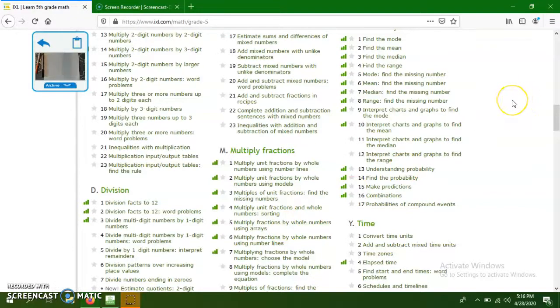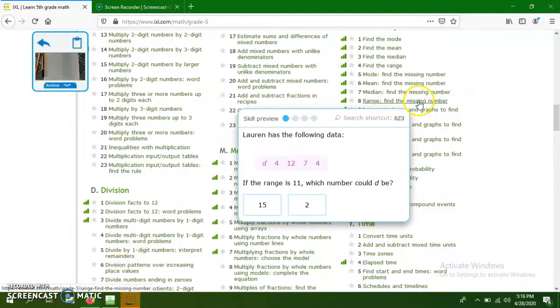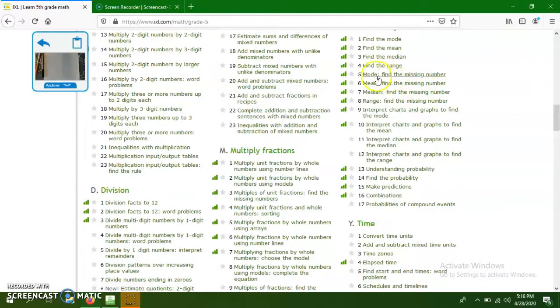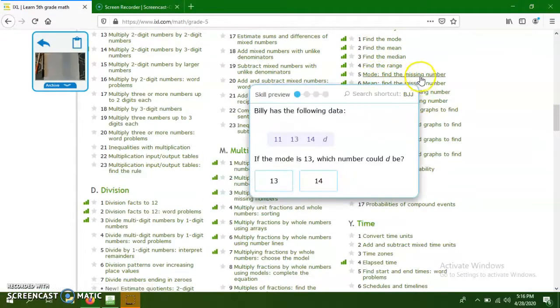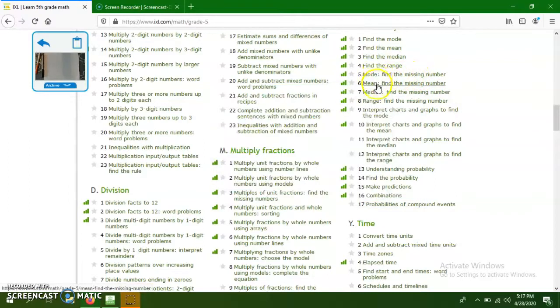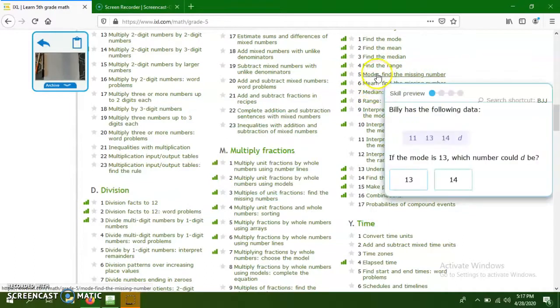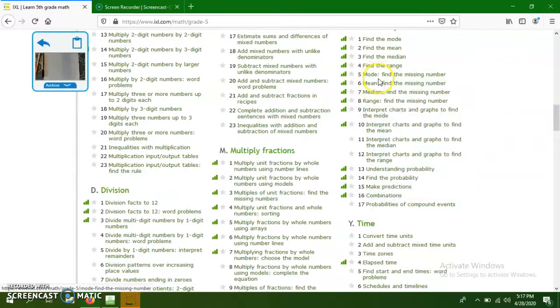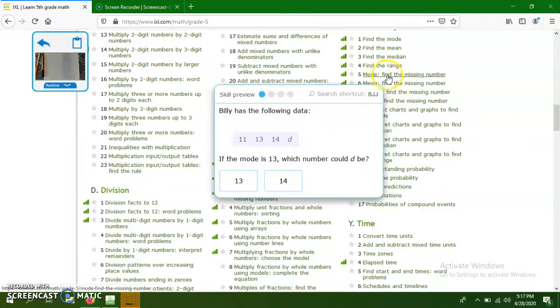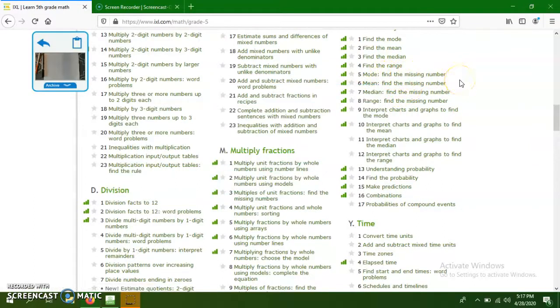Today I just wanted to post this video that will hopefully help you on IXL Math X.5 down to X.8. And this is where you're finding the missing number that will give you a certain mode, mean, median, or range. So at this point you should be getting very familiar with what it means to find the mode, mean, median, and range. But now we're going to look at a little higher level question with that.